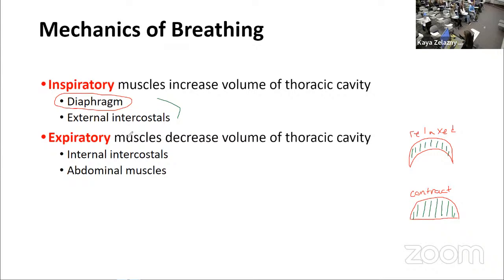For our expiratory muscles, it is true that our internal intercostals and our abdominal muscles can decrease the volume of the thoracic cavity. The internal intercostals have an opposite fiber direction to the external intercostals, so they just do the opposite thing. Okay. The abdominal muscles basically make the space for your abdomen less, which is going to push all those organs back up into your thorax, which also has the effect of decreasing the thoracic cavity.